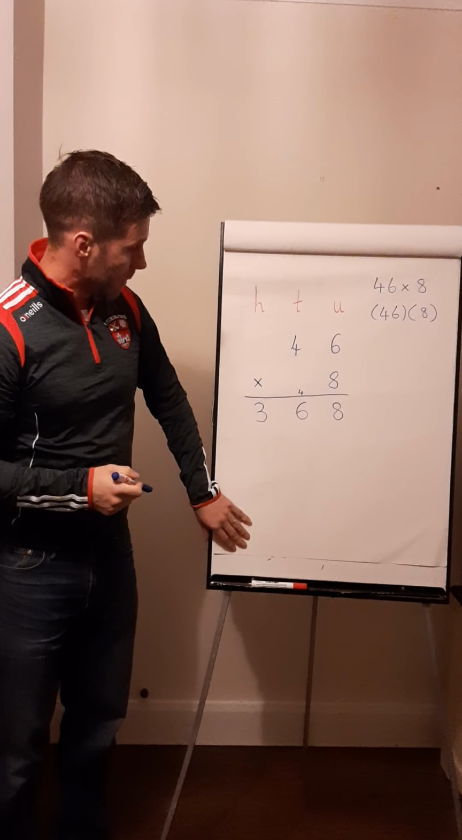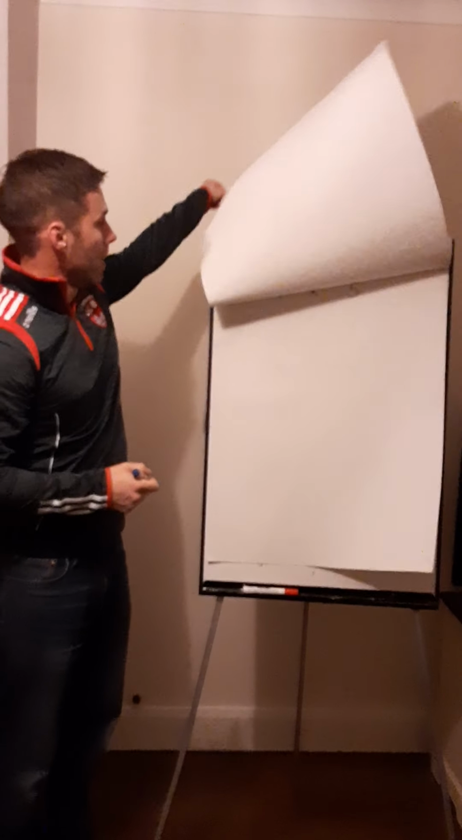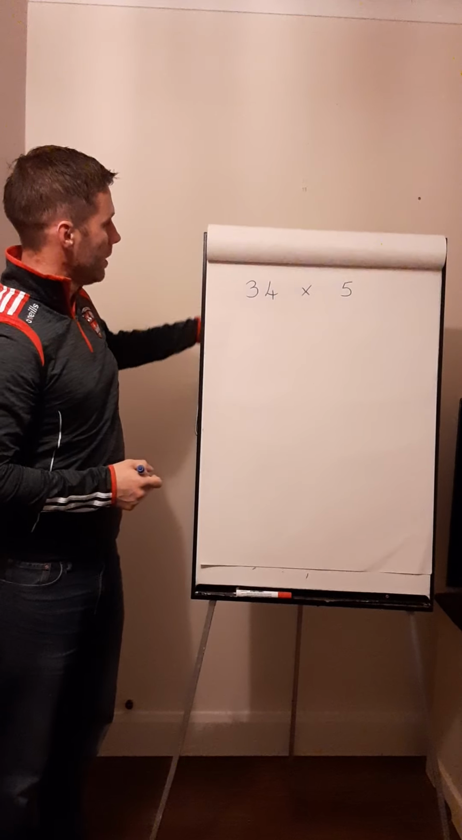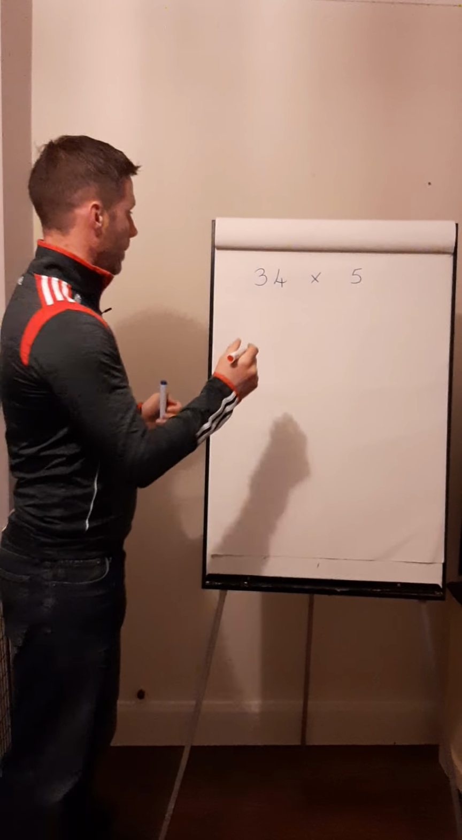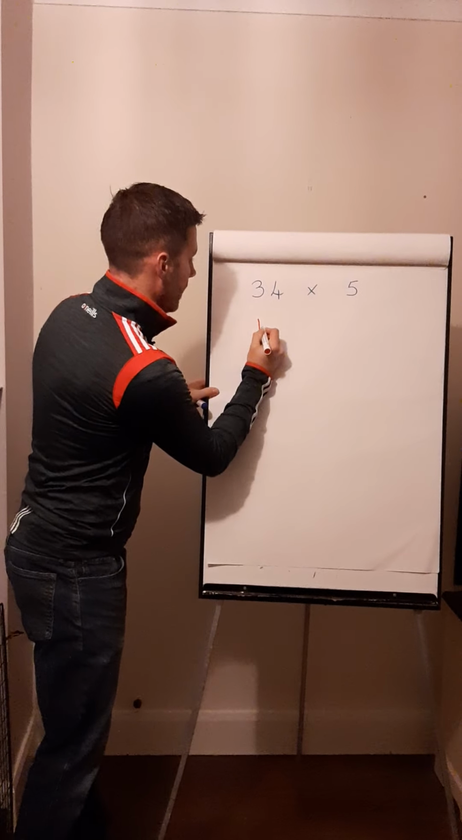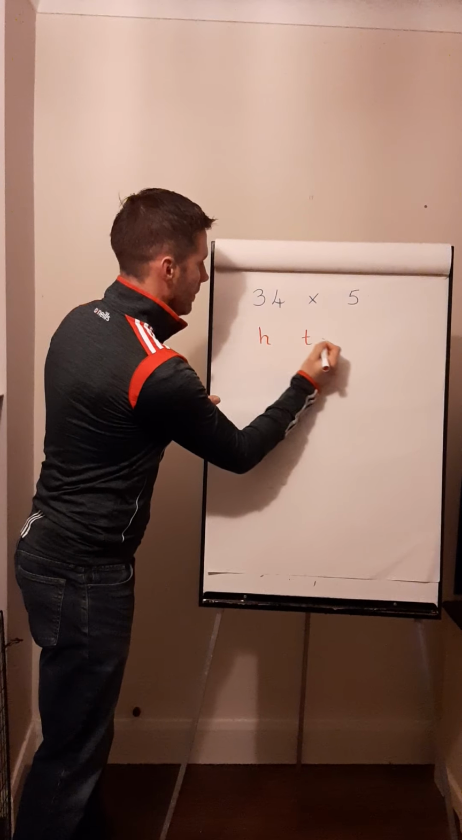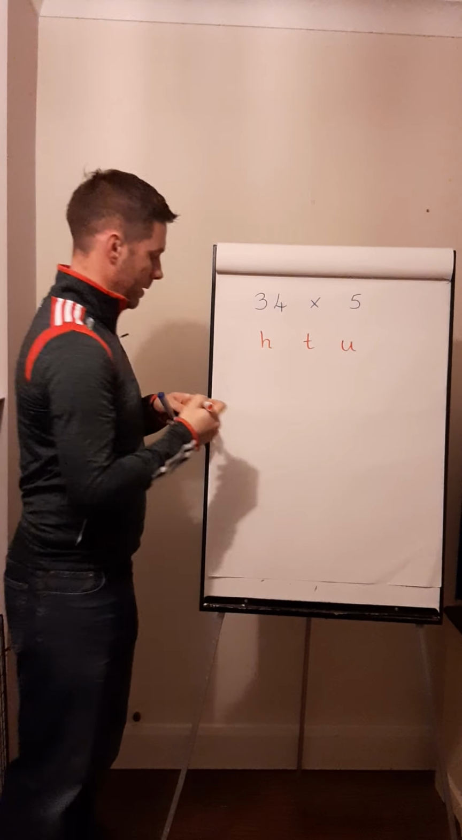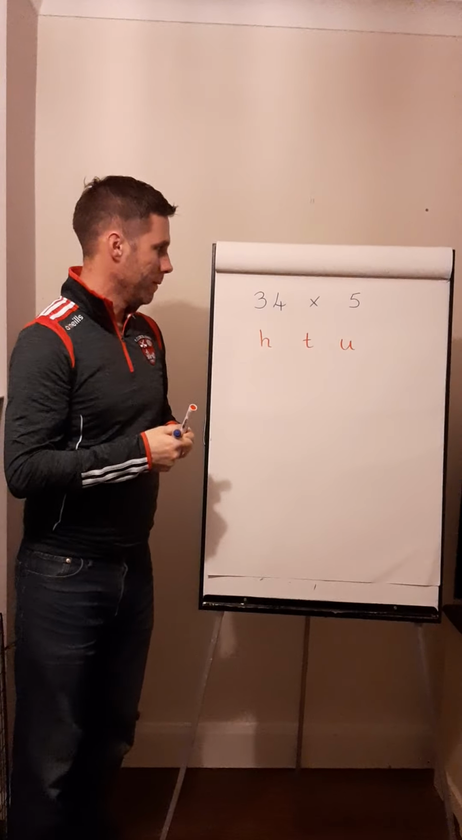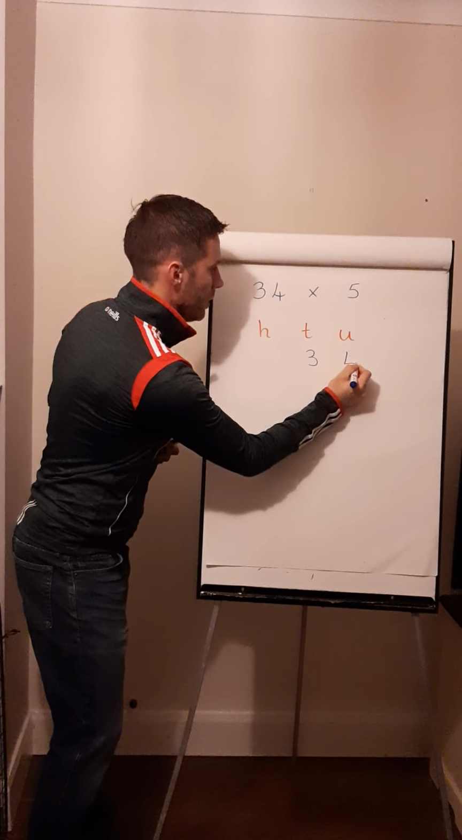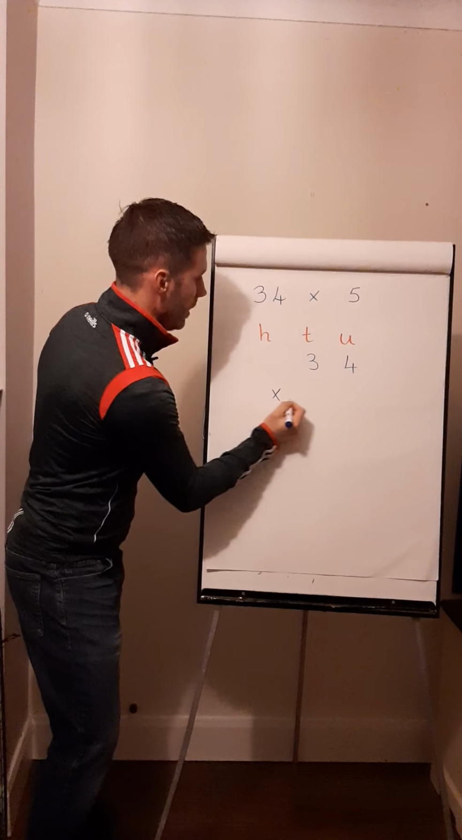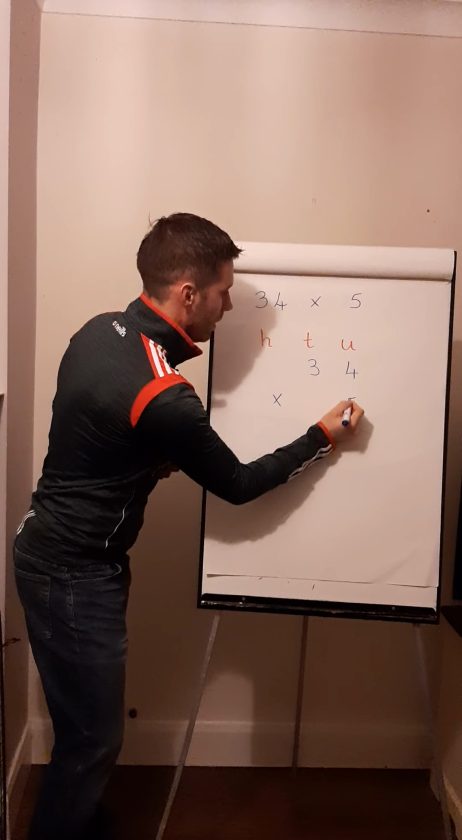I'll do another quick example now for you. So on the next page, I have written out horizontally here. So 34 multiplied by 5. So it's always handy to write out your place value. So we've got hundreds, tens, and units. And we'll write it out vertically to solve the problem. 34, that's 3 tens, and 4 units multiplied by 5.